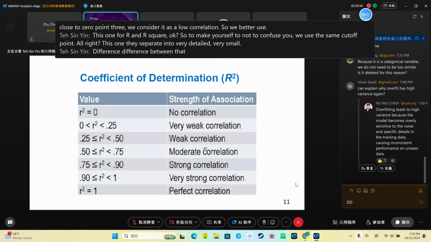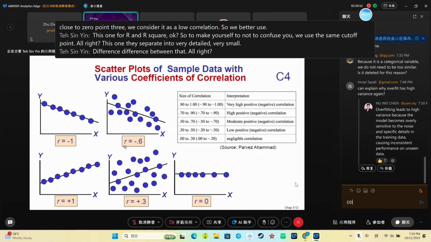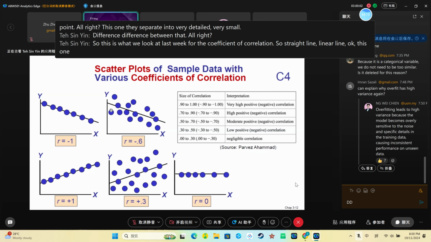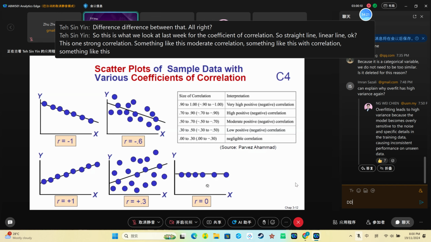All right. Okay, so this is what we looked at last week for the coefficient of correlation. So straight line, linear line. This one is strong correlation. Something like this, moderate correlation. Something like this, weak correlation. Something like this, no correlation.